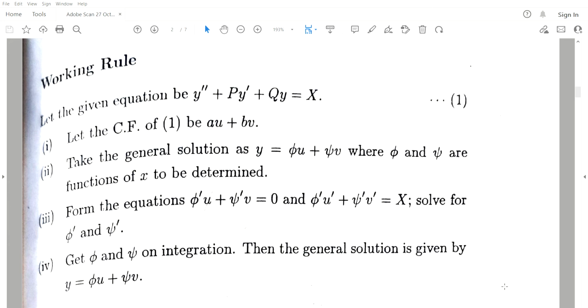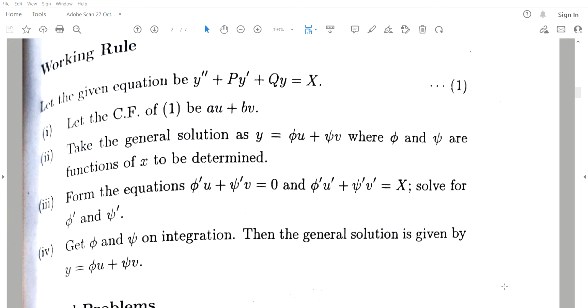Now let the general solution be y is equal to phi u plus psi v, where phi and psi are functions of x. Now the conditions are phi dash u plus psi dash v is equal to 0 and phi dash u dash plus psi dash v dash is equal to x. We have to form these two equations. Then we solve for phi dash and psi dash, and on integration we get phi and psi. Then the general solution will be y is equal to phi u plus psi v.